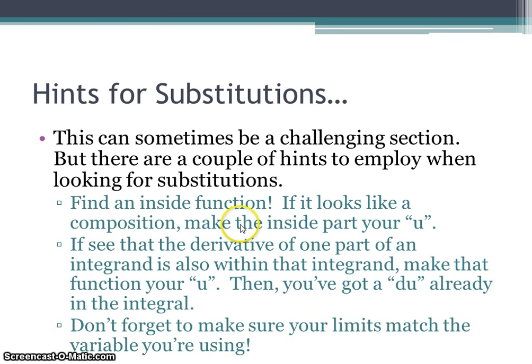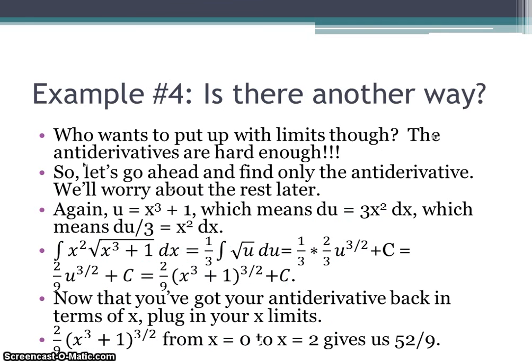If you see that the derivative of one part of an integrand is also within that integrand, make that function your u. So, if I could scroll back for a little bit here, if you see that very first part where we're finding the integral of x squared times the square root of x cubed plus 1 dx, the derivative of x cubed plus 1 is something involving an x squared. Wait, we got an x squared in our integrand. It matched nicely.